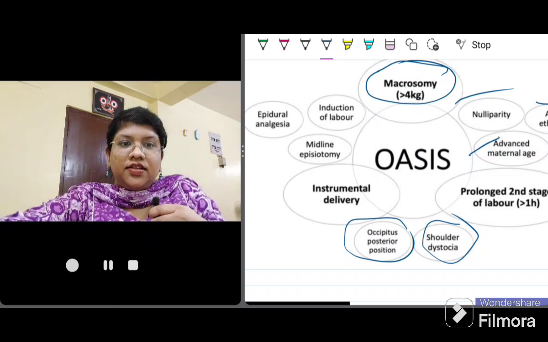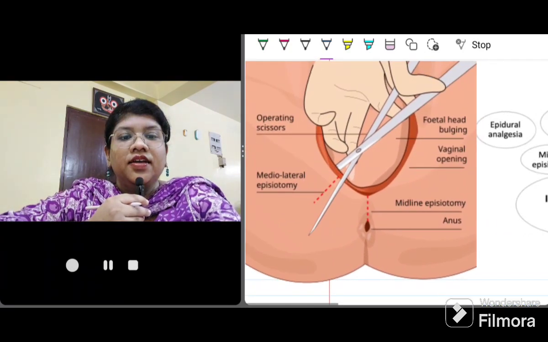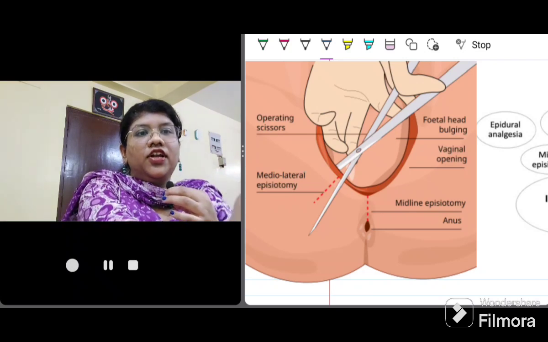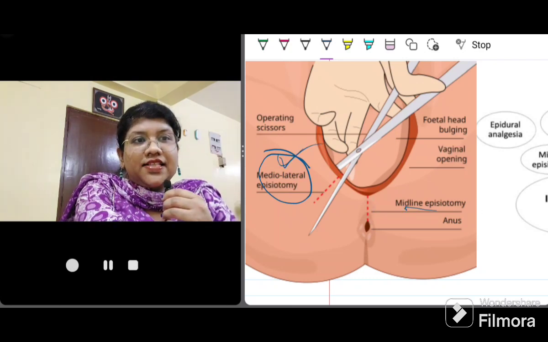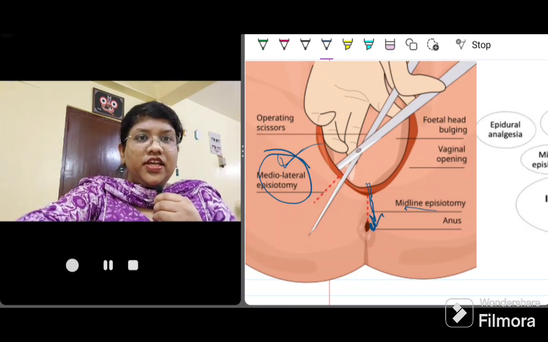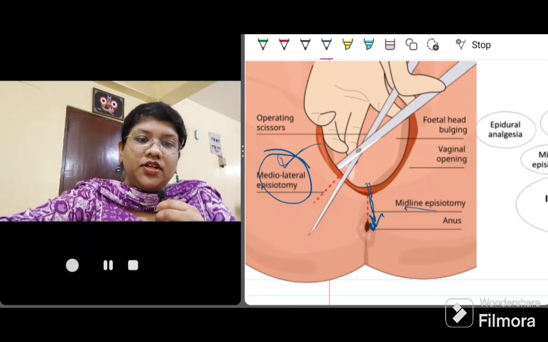Before going into the repair, let's understand how do you prevent it. So, prevention is by, very important, giving a mediolateral episiotomy. Always remember that in current obstetric practice we always prefer a mediolateral episiotomy over midline episiotomy, because if by chance this extends, it is going straight to enter and tear the anal sphincter. So it's very important that you give a mediolateral episiotomy. This is 60 degrees away from the midline when the perineum is distended.